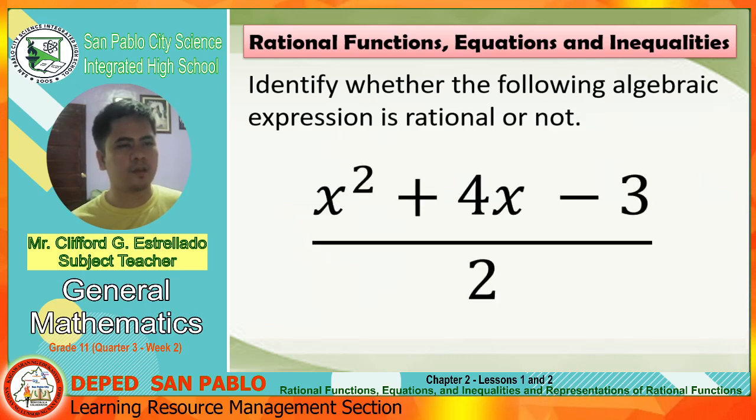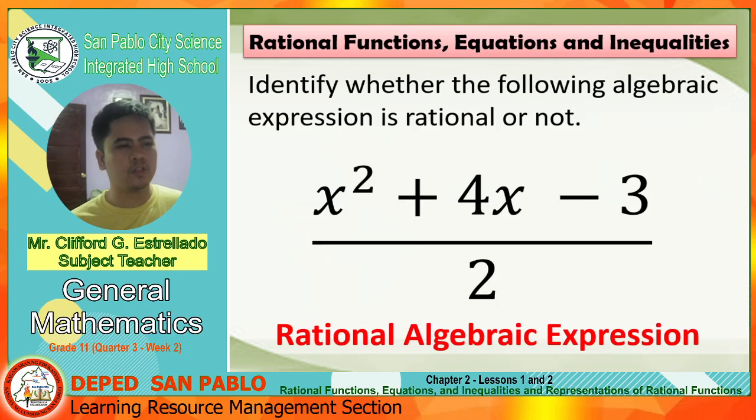Next. About x squared plus 4x minus 3 over 2. Okay, very good. It is also a rational algebraic expression. Numerator is a second degree polynomial. The denominator is a 0 degree polynomial. Next.